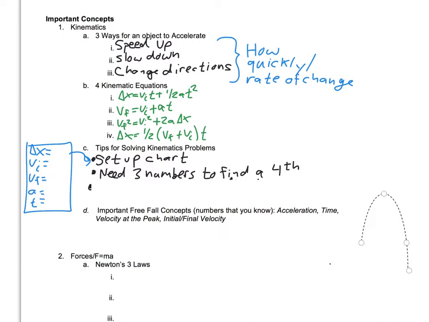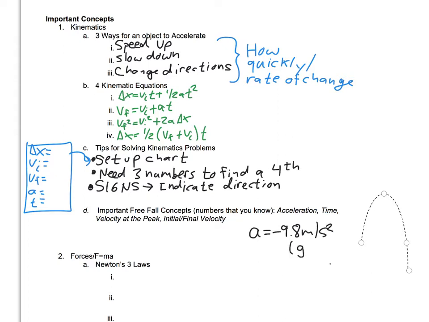Lastly, let's talk about free fall, which is an example of kinematics, an example of accelerated motion. And let's talk about some concepts that we know here for free fall, thinking about an object that starts here, goes up in the air to its peak, and then falls back down, landing ultimately below where it started. So what concepts do we know? Well, the most important one we know is we know that our acceleration is going to be negative 9.8 meters per second squared, which is little g.